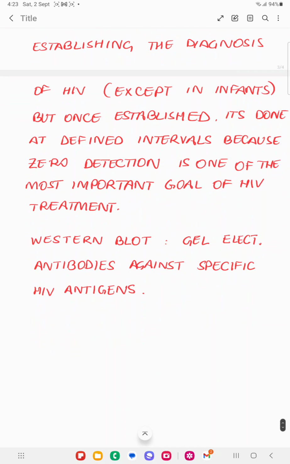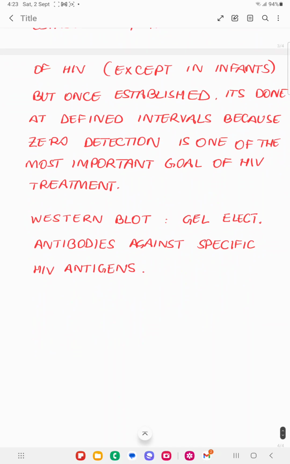What about the Western blot test? It's a gel electrophoresis. What we have here is detection of antibodies against specific HIV antigens. So HIV antigens are separated, and we tell you against which antigen we have detected the antibodies. Otherwise, when we do the HIV test, they do not specify against which antigen the antibody is present, but here there is specification. But this test is cumbersome, is less available, and it is not mandatory anymore to establish the diagnosis of HIV. So when you have symptomatic patients, at least 2 tests, and when you have asymptomatic patients, at least 3 tests.